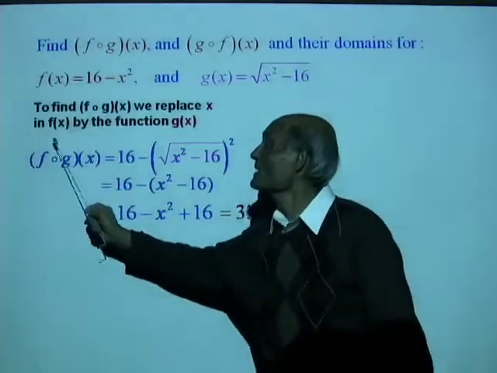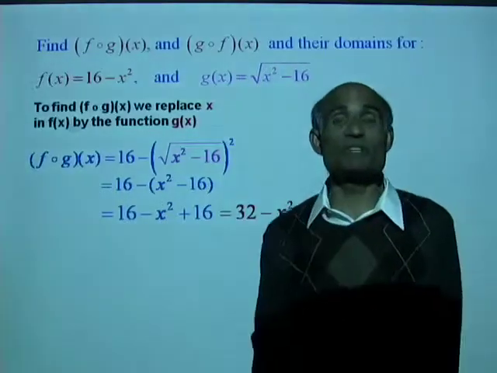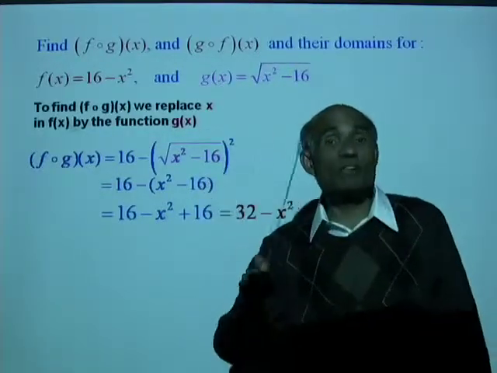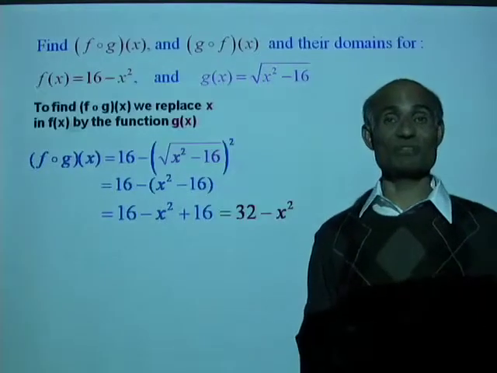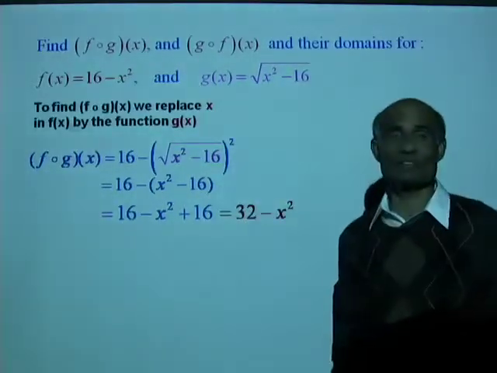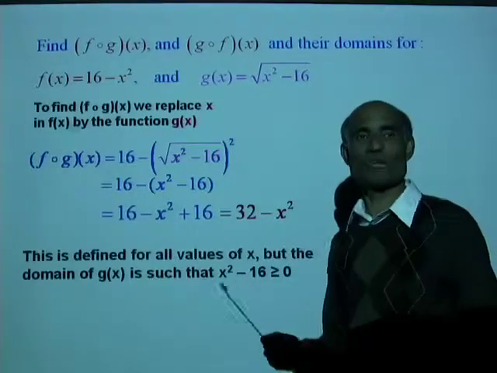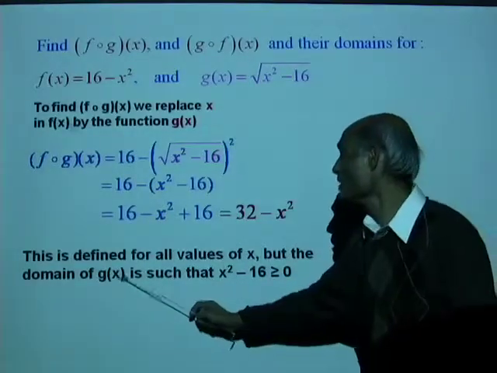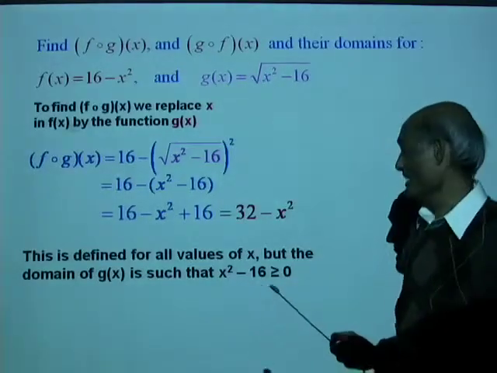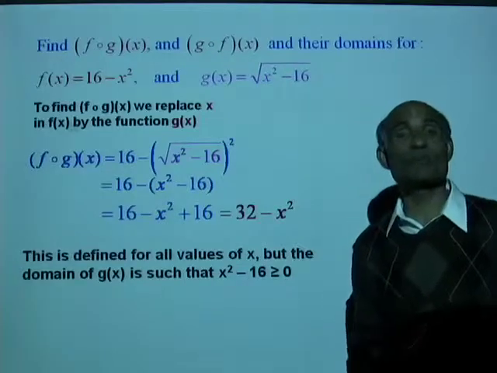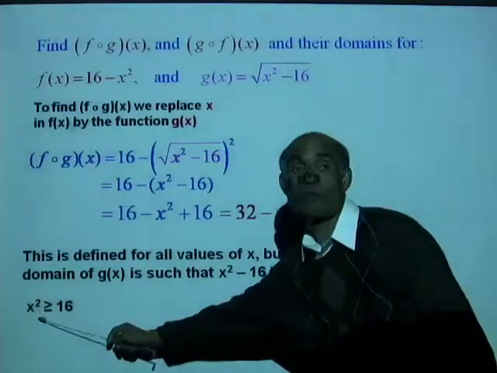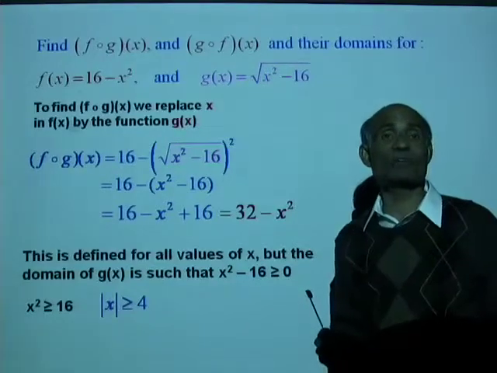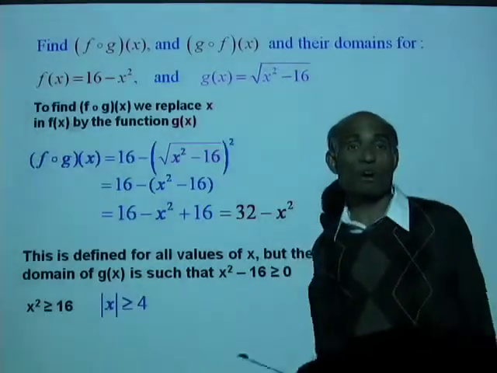But does it mean that f of g of x has the domain negative infinity to positive infinity? No. Why not? Because the domain of g of x is not negative infinity to positive infinity. Now, what is the domain of g of x? Can you work out that? I'm sure you can. Now, although this is defined for all values of x, the domain of g of x is such that x squared minus 16 is greater than or equal to 0. Now, that means x squared is greater than or equal to 16, or the absolute value of x is greater than or equal to 4.